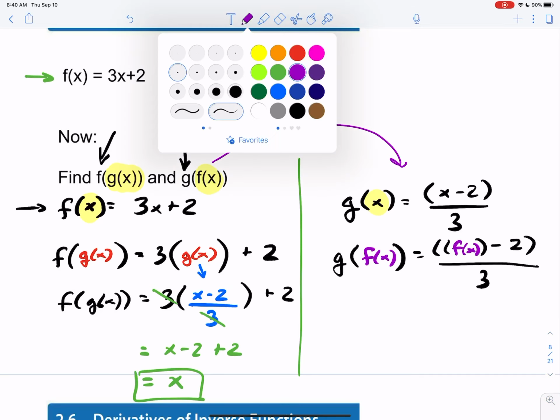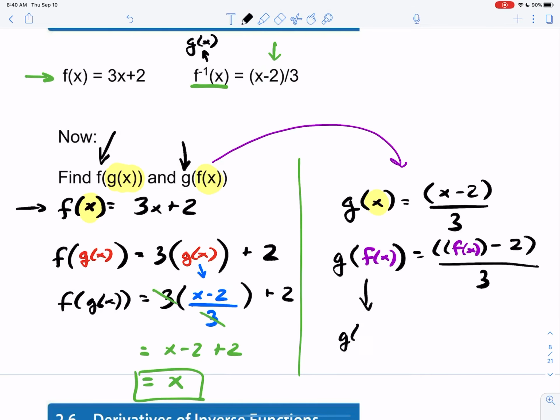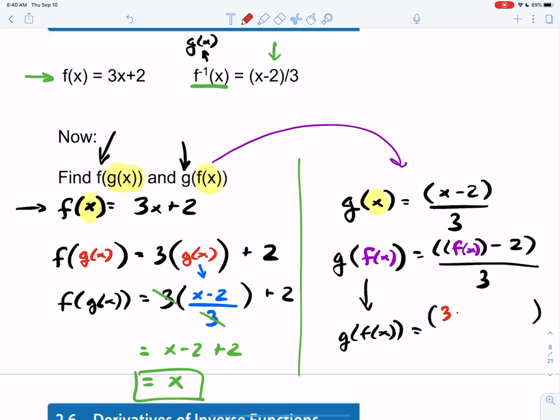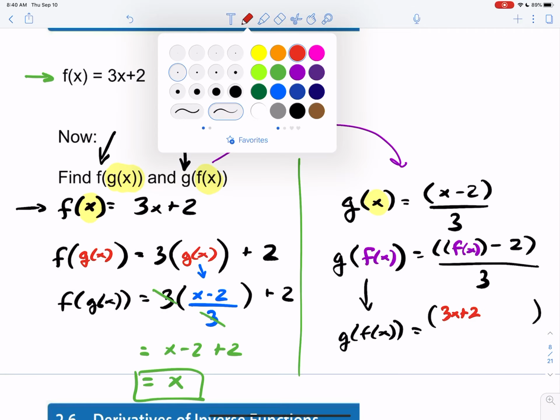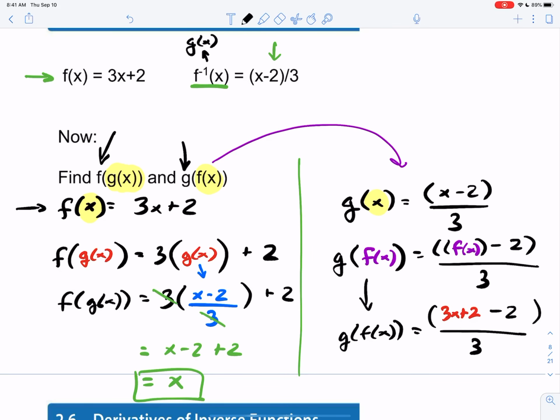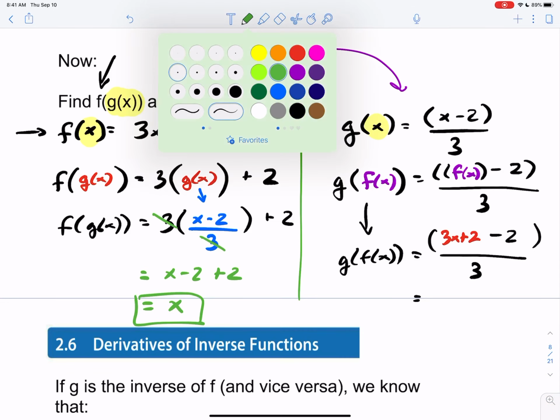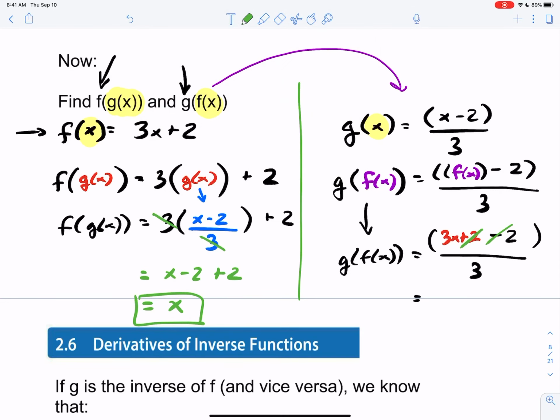All right, so now I have g of f of x here, which is what I want, but I need to clean up the right-hand side. I know that f of x explicitly is 3x plus 2. So here's how this develops. 2 minus 2 goes away. I'm going to be left with 3x divided by 3, which is just x.